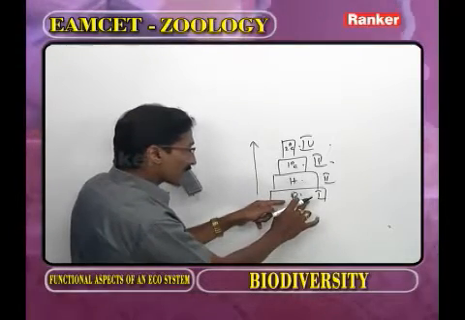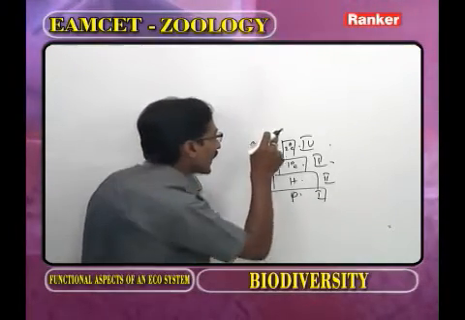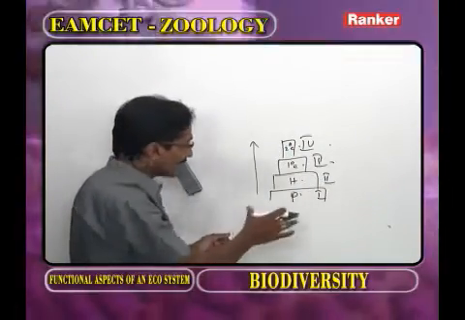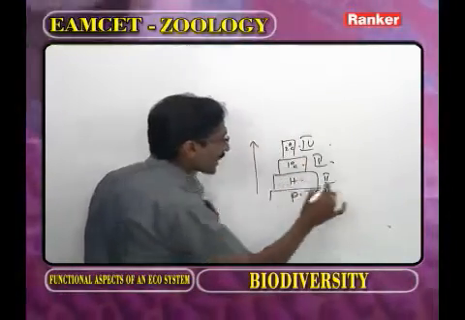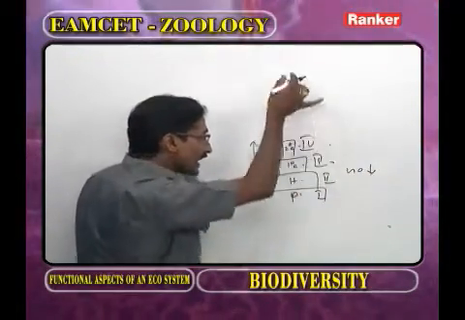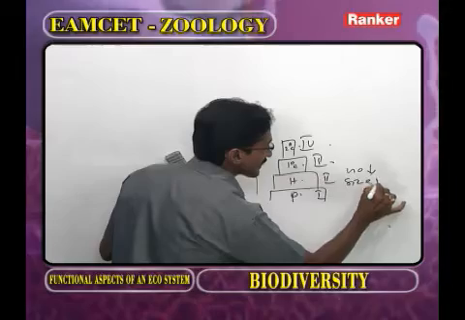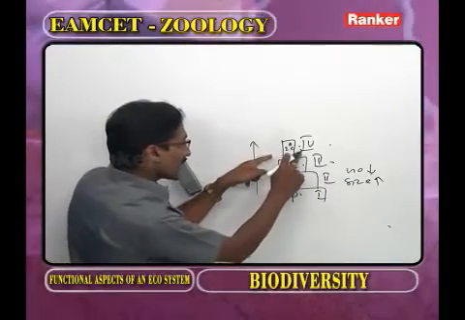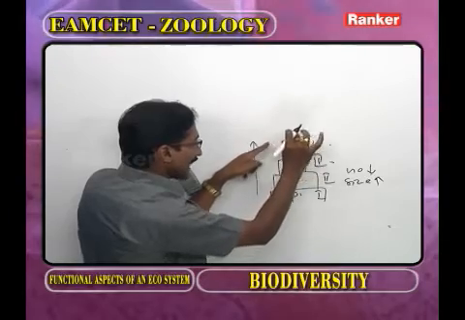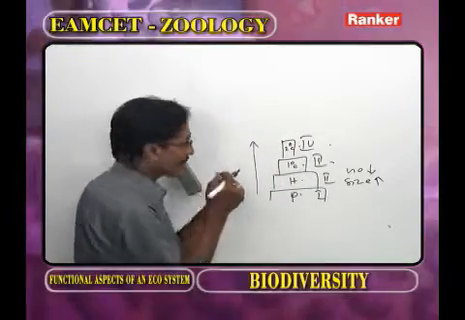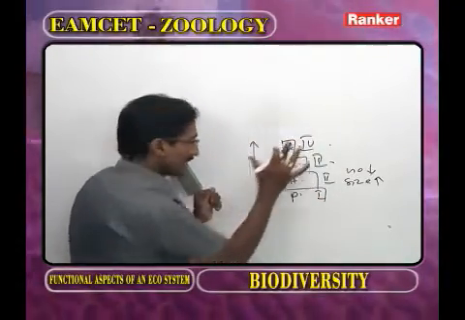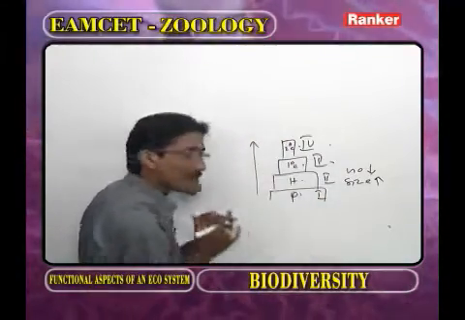Where are more numbers present? In the first trophic level. Where are fewer numbers present? In the fourth or fifth trophic level. As trophic level increases, no doubt the number decreases, but the size of the animal increases. Here in the fourth or fifth trophic level, the animal body size is large. As trophic level increases, the number decreases, the energy decreases, and the biomass decreases.